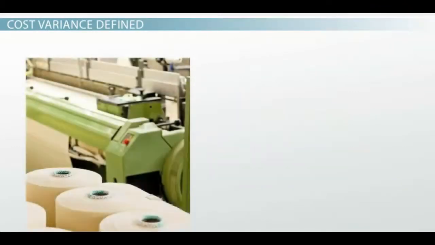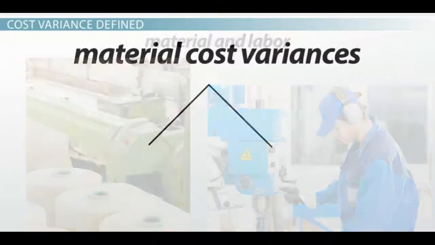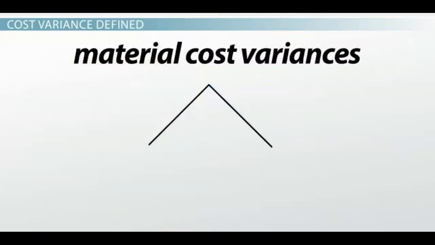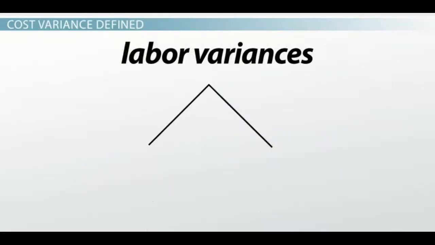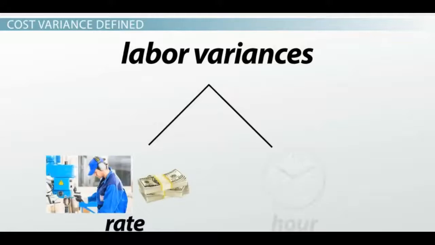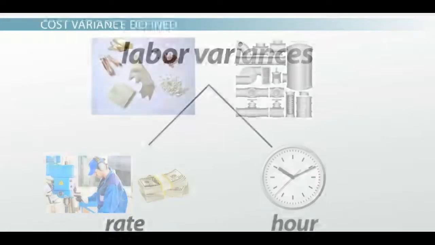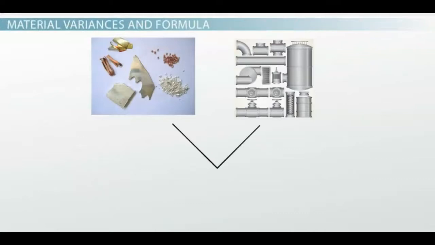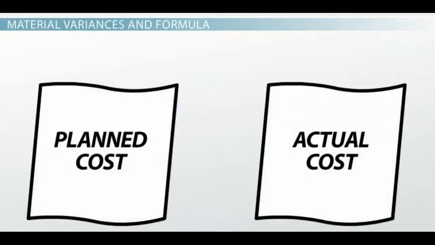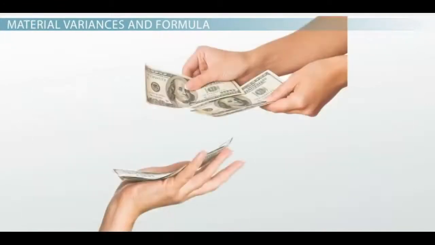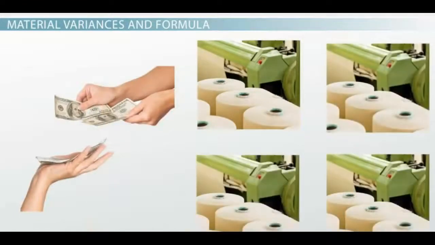Cost variances can come in two general categories, material and labor. Material cost variances can be further broken down into price and quantity variances. Labor variances consist of rate and hour, sometimes called efficiency, variances. When purchasing materials used to produce products, a difference between the planned and actual cost may be a result of different prices paid, different quantities purchased, or a combination of both.